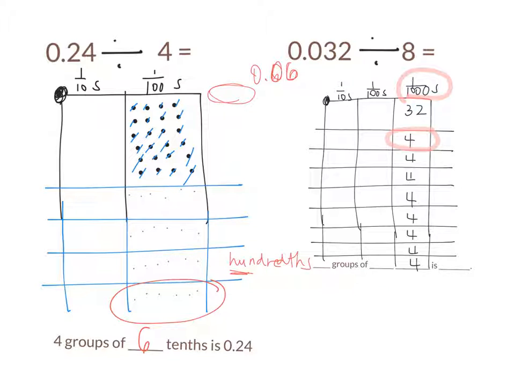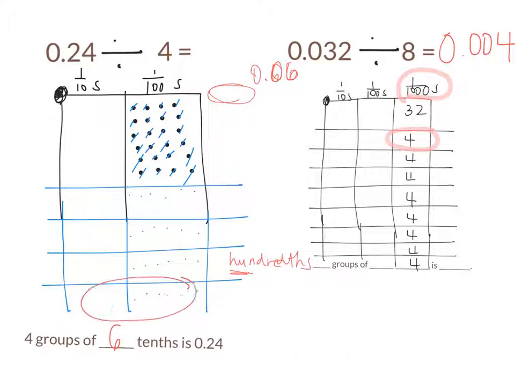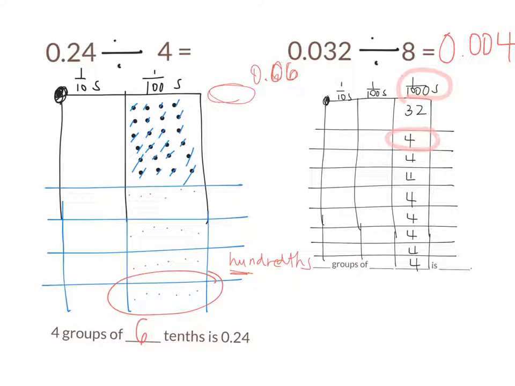4 thousandths. Very good. And I can write that using standard form 0.004. 4 thousandths. Now let's figure out what we would write in this sentence. Blank groups of blank is blank. So following this pattern over here, how many groups do we have altogether?